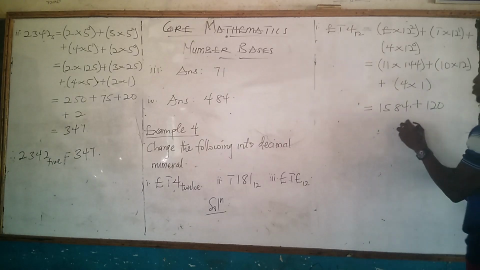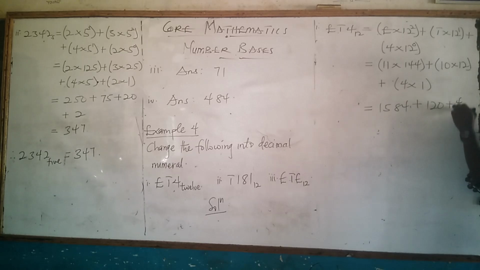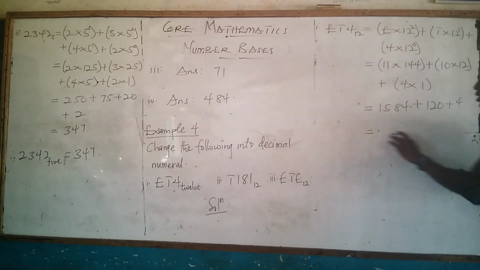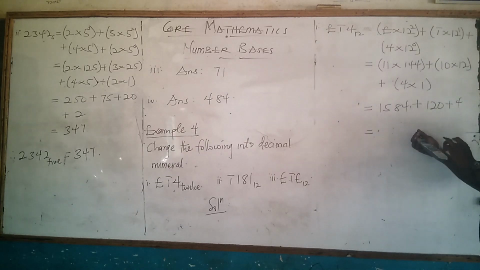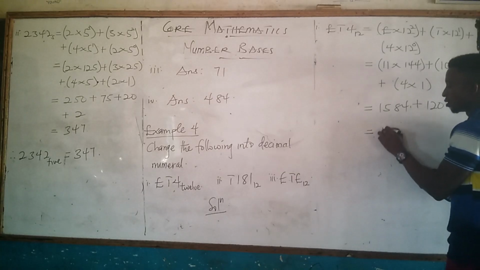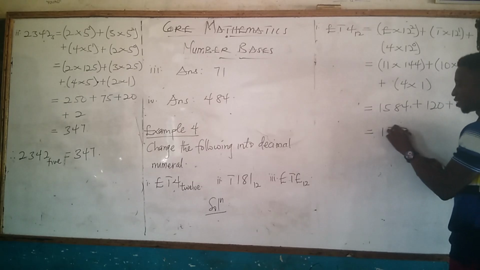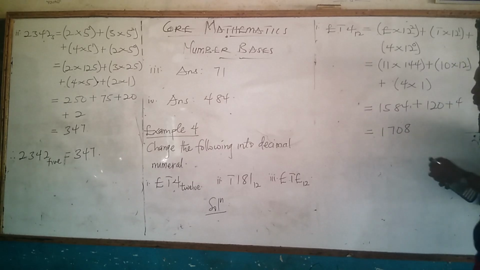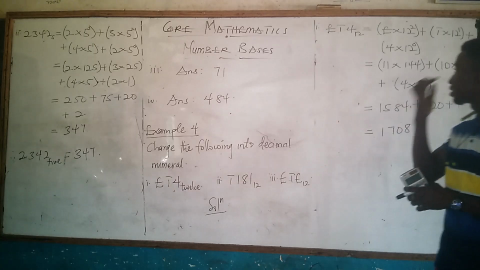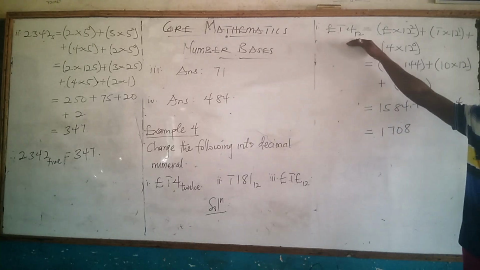Okay. So then plus lastly my 4. And this one is going to get me the answer, plus 120, then plus 4. Okay. So I'm having 1,708. So that is the answer for this one too.